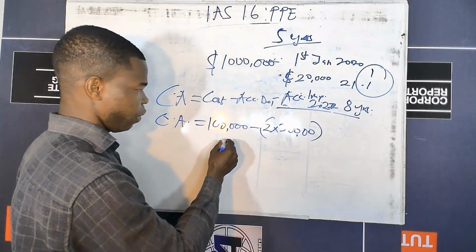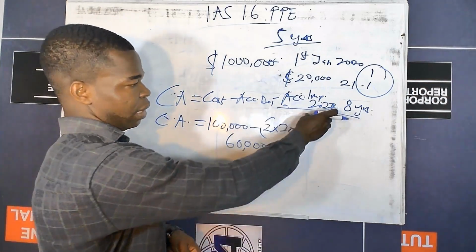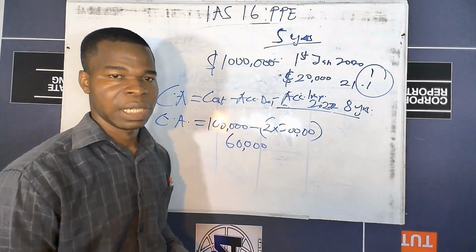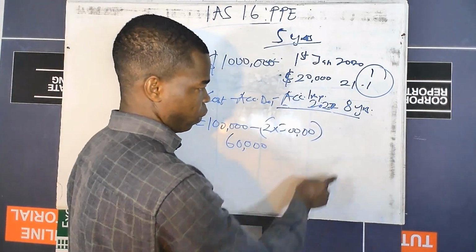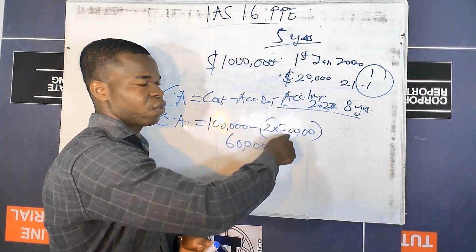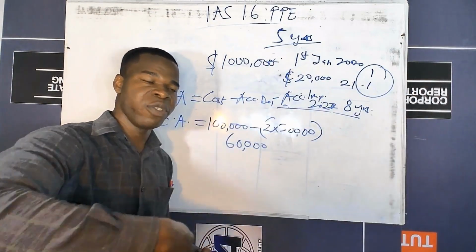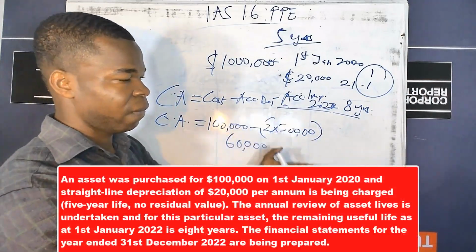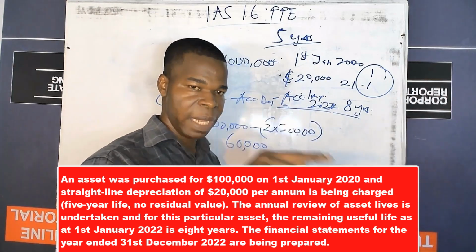So in this case, we are going to get 60,000 as the carried amount. Here the question is asking us for the depreciation that will be charged in the books of the entity at the end of December 2022. Now the useful life as at this date has changed from 5 years to 6 years. They said the remaining useful life. They didn't say the useful life is now, they said the remaining. The question is specific, the remaining.